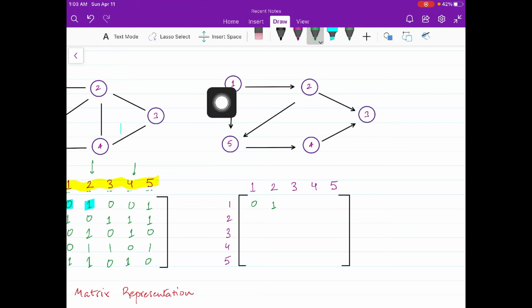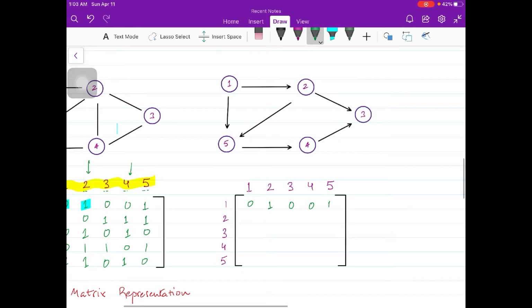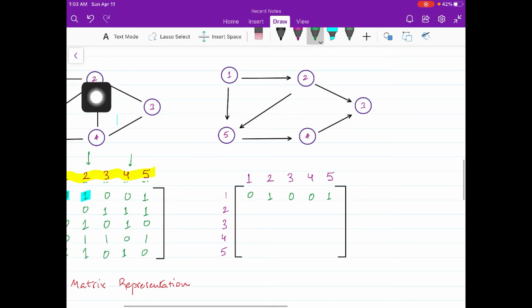From 1 to 3, is there any edge? No, 0. From 1 to 4, no, 0. And from 1 to 5, again yes, so I'll put here 1. Now be careful here. Now for 2 and 1, what we'll analyze is, from 2 to 1, is there any directed edge? No, right? So here we'll put 0. Had it been a normal undirected edge, this would also have been 1, but now it's 0, right?